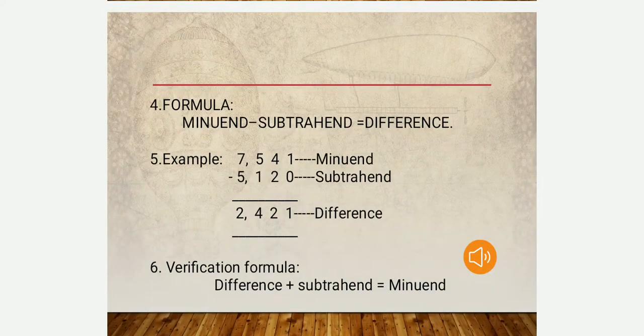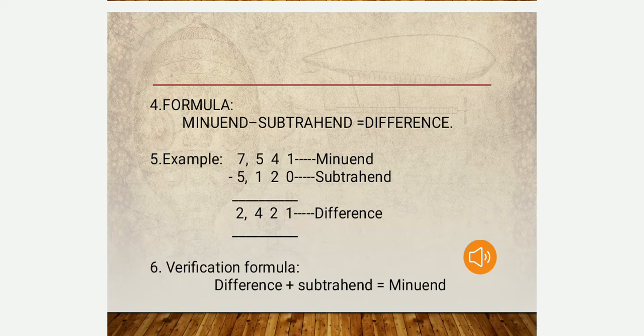The fourth point, I have taken the formula in the concept of subtraction. Minuend minus subtrahend is equal to difference. Now let us see the example. I have taken a 4-digit number system. First I have taken 7541. The first term in the subtraction is called minuend. Second, I have taken 5120. The second term in the subtraction is called subtrahend and the operator I am using is minus.